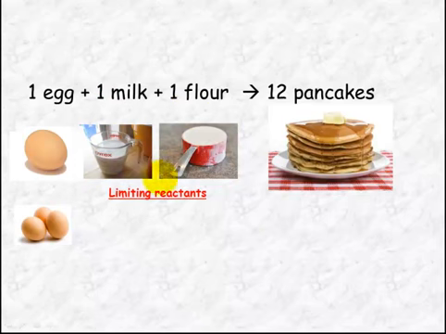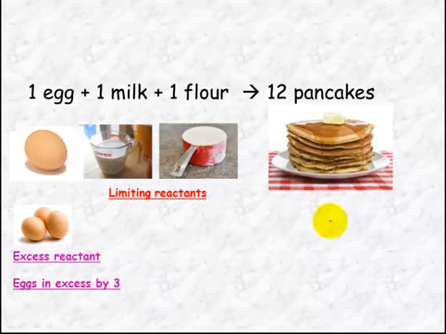So these are classed as the limiting reactants. They limit how much product can be made. The eggs are called the excess reactant. And how many eggs do I have in excess? Well, only 1 gets used in the reaction, so I've got an excess of 3 eggs. And that's as simple as this is, but you need to think about it when it comes to calculations.